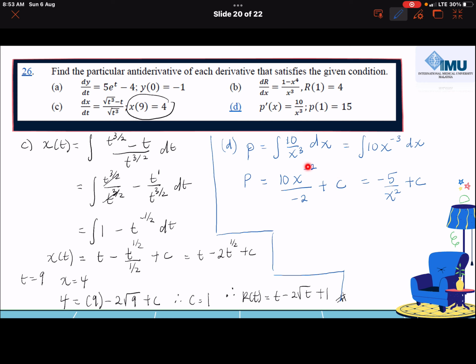I bring the negative power back down. Now since c is an arbitrary constant, I can find it by using the given condition. It's mentioned when x equals 1, p equals 15. So 15 equals negative 5 over 1 squared plus c. At the end of the day, c equals 20. So you can find your complete function p(x), which is negative 5 over x squared plus 20. That's all for question 26.